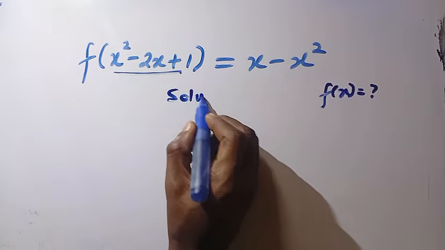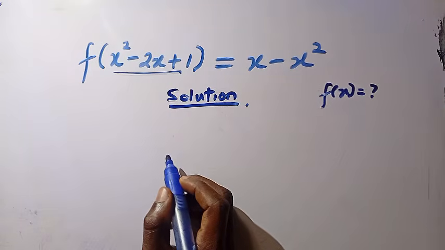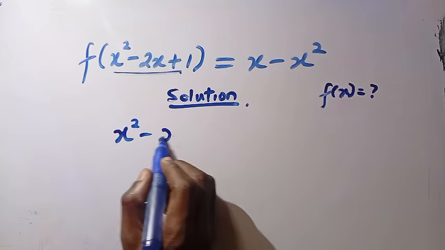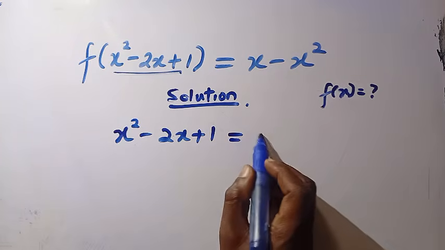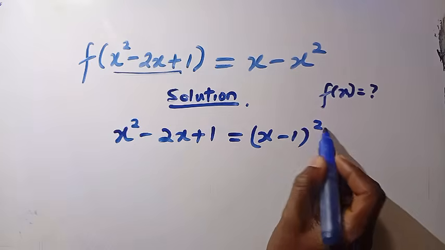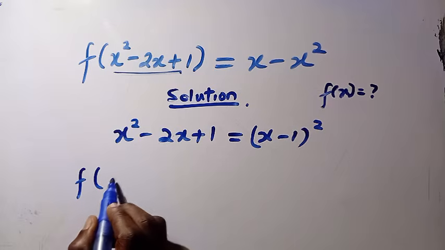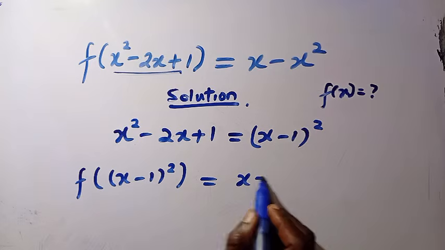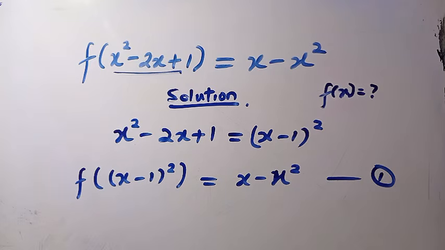First, if I consider the solution, let's say we have x squared minus 2x plus 1. This can also be written as x minus 1 raised to the power of 2 to make it easy. So by taking it back into the function, we have f of (x minus 1) squared equals x minus x squared. Let's call this one equation 1, and consider this as the first step.